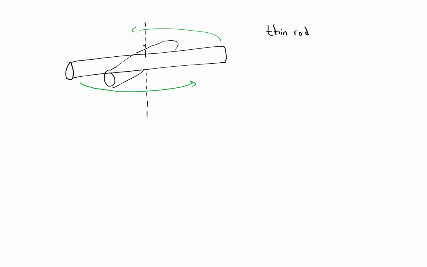So yeah, a thin rod of length L, let's say, and let's say it's just kind of rotating like this. So that would be a thin rod rotating about its center. And it could have a mass of m.